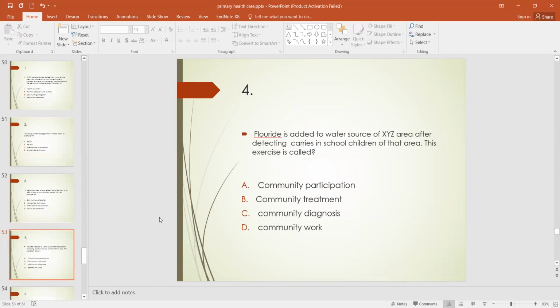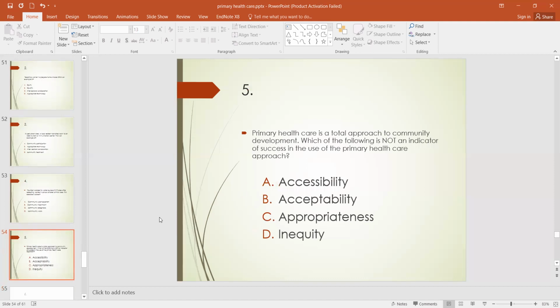Fluoride is added to the water source of XYZ area after detecting caries in school children of that area. This exercise is called community participation, community treatment, community diagnosis, community work. B is the right one, community treatment, because they treated the community of school children.